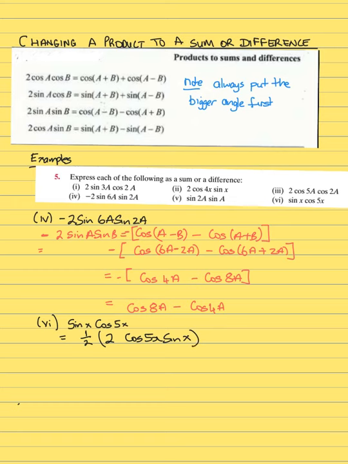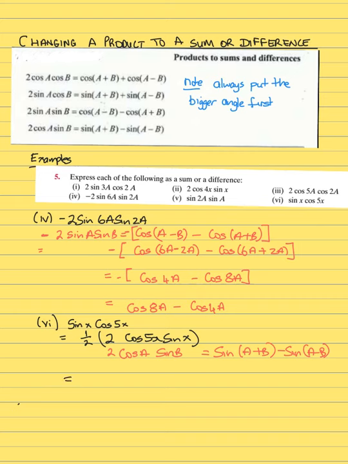And now we see what formula is 2 cos sine, and we see here it is the last one. I will just write that down. So 2 cos A sine B is equal to the sine of A plus B minus the sine of A minus B. And we can see here that A is 5x and B is x, and then we just have a half in front of it.